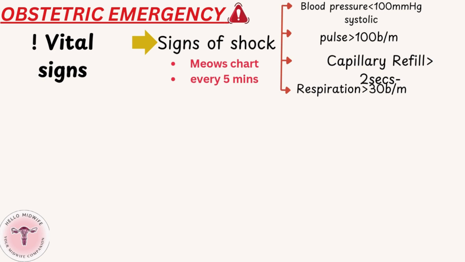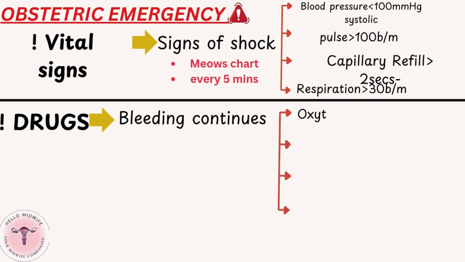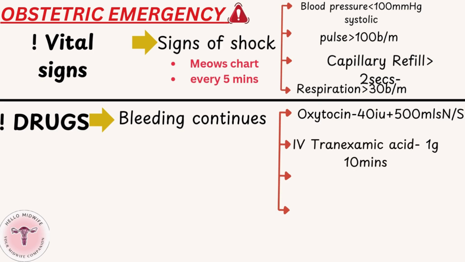If the bleeding continues, we move to drugs. We can give oxytocin 40 units in 500 ml of normal saline, or we can administer tranexamic acid 1 gram intravenously over 10 minutes under the supervision of an anesthetist.